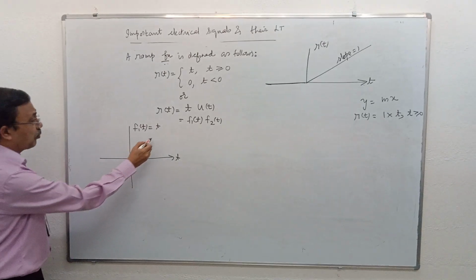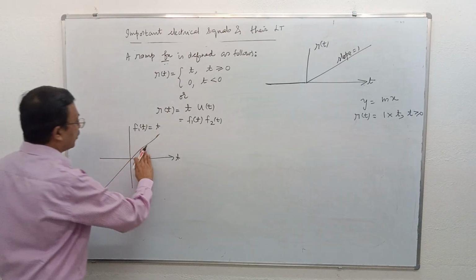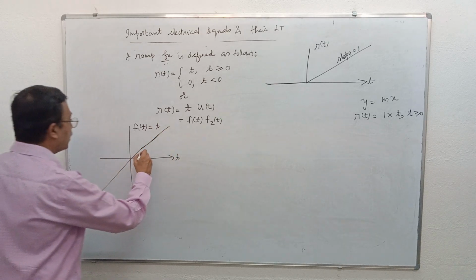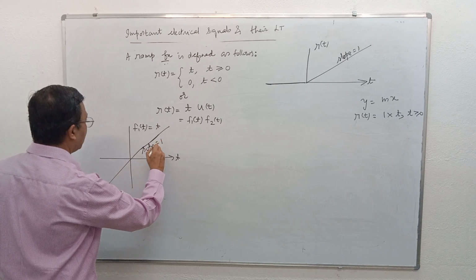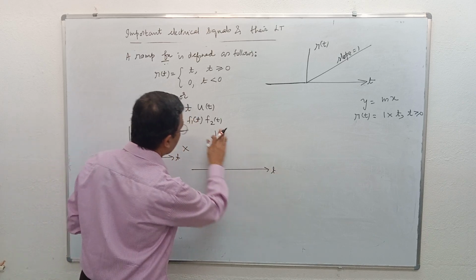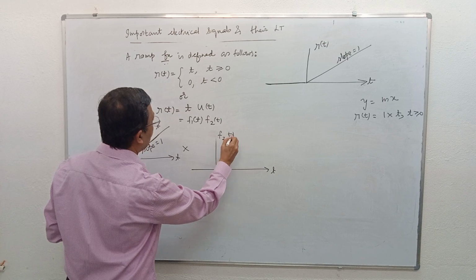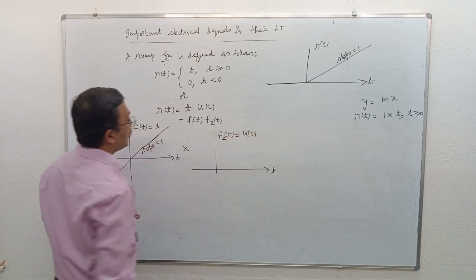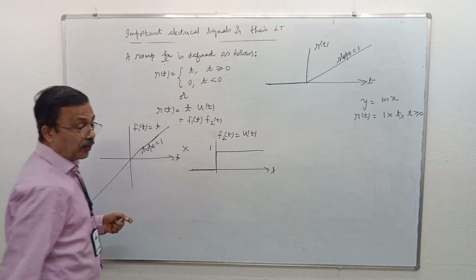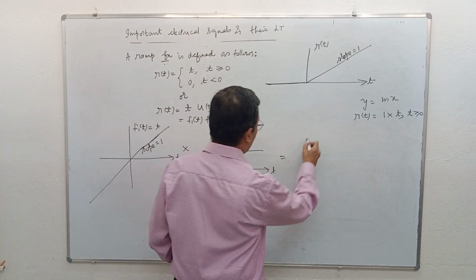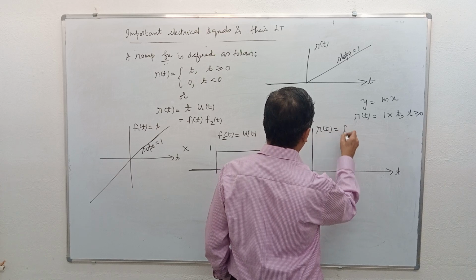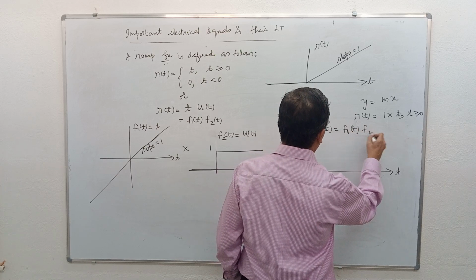f1 of t is equal to t represents a straight line passing through the origin. The straight line extends from minus infinity to plus infinity. Slope of this line is 1. Multiply f1 of t by f2 of t. What is f2 of t? f2 of t is u of t. u of t is 1 for positive time. u of t is 0 for negative time. Multiply these two functions, so you get r of t. r of t is equal to f1 of t into f2 of t.